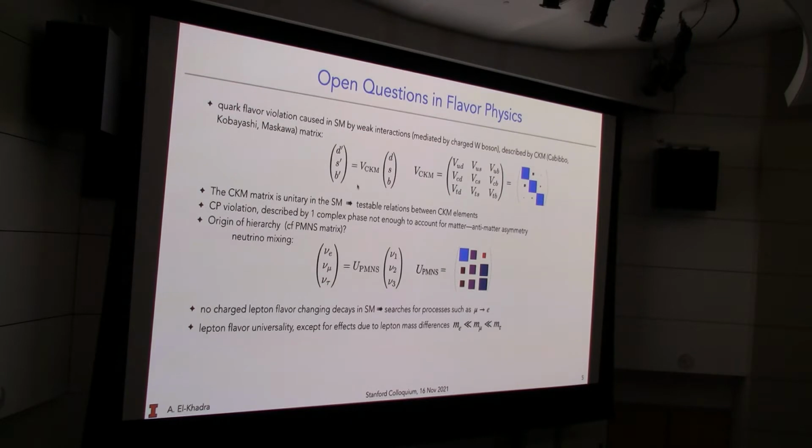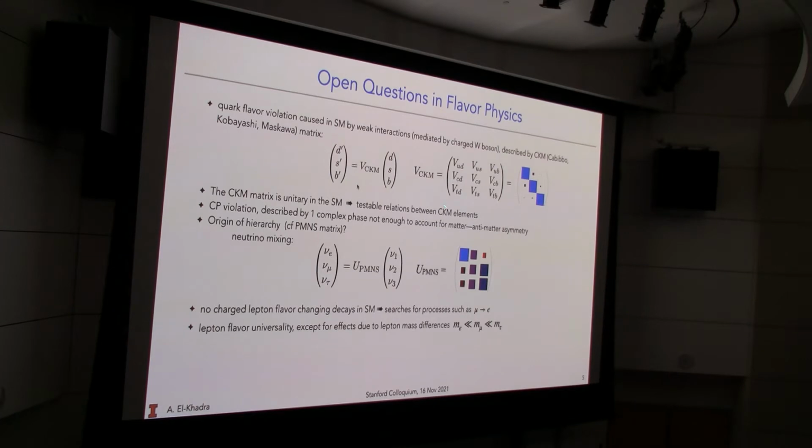So one feature of flavor is that the quark flavor violations exist in the standard model. This just means that different quark flavors, like up and down quarks, can transition into one another via the weak interactions. So these are mediated by charged W bosons, and then all of these couplings are described by what is known as the CKM matrix, the Cabibbo-Kobayashi-Maskawa matrix.